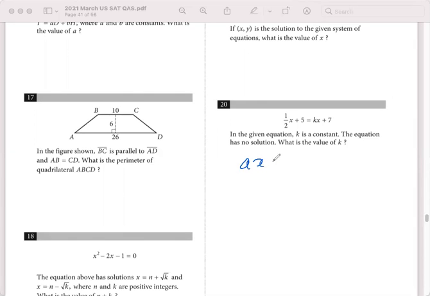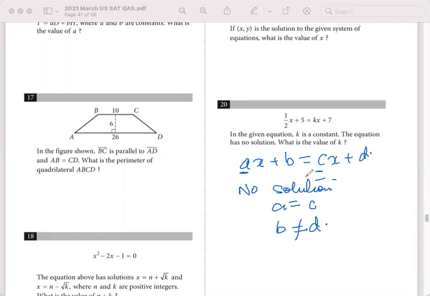Okay, so when we have ax plus b is cx plus d, for no solution, the condition is a should be equal to c. The coefficient of the x term should be equal, but the constants should not be equal, right? So here the constants are anyway not equal. So if I just equate the coefficients of x, I'll get my answer. So k has to be half because that would equate the coefficients of x. So there we have it.